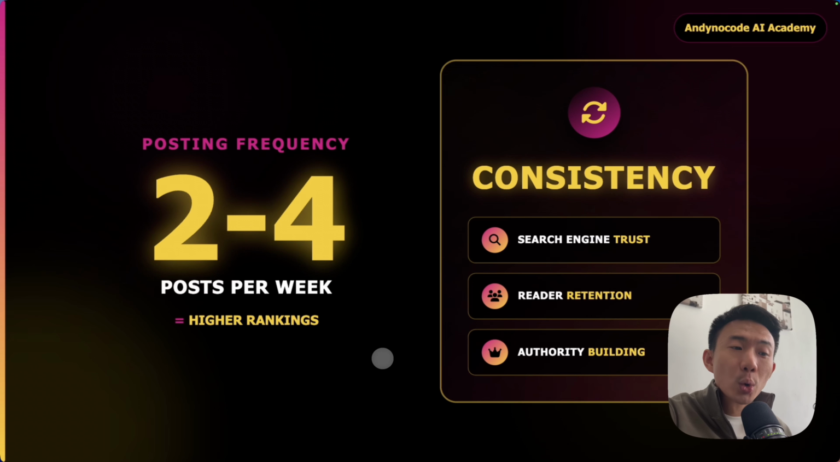Last but not least, posting frequency. Consistency is SEO power. If you want to rank consistently, you need to publish consistently. The sweet spot is around 2 to 4 posts per week. That's enough to stay active, build momentum, and earn Google's trust. Let's break down why this works. First of all, search engine trust. Google loves fresh content. When it sees regular publishing, it starts to trust your site more. Second, reader retention. Consistency builds habits.